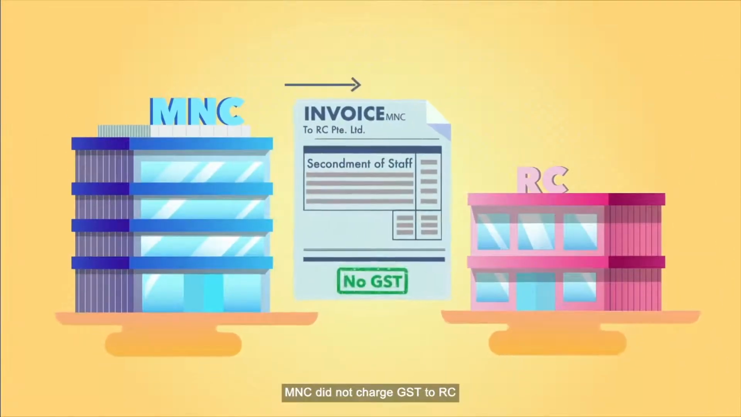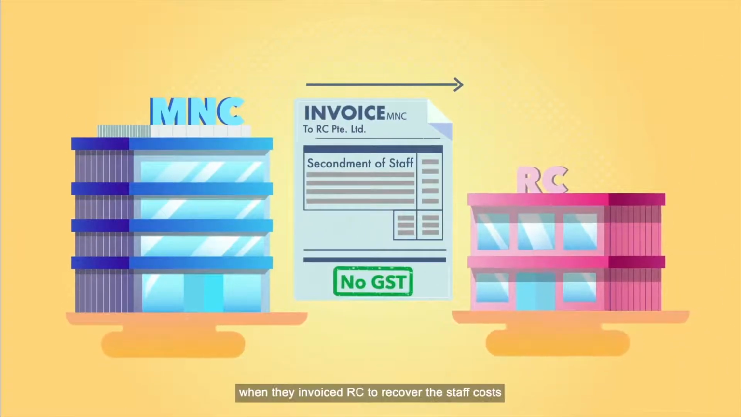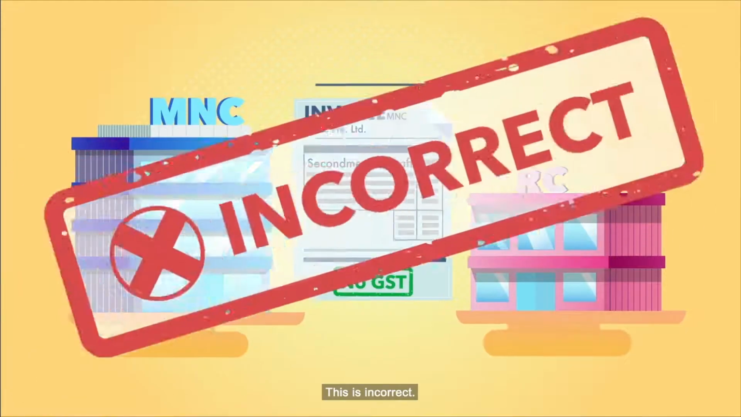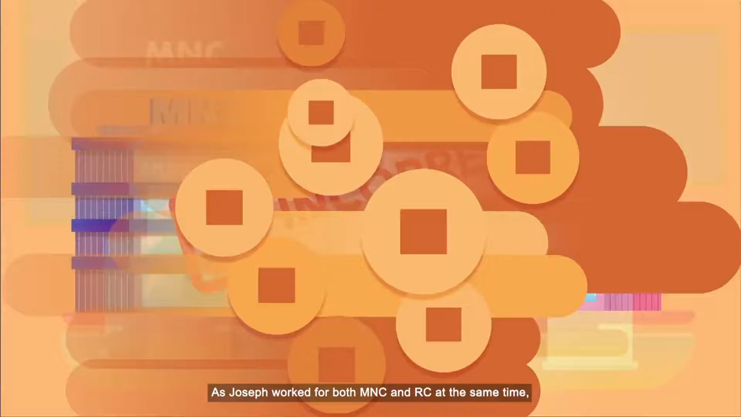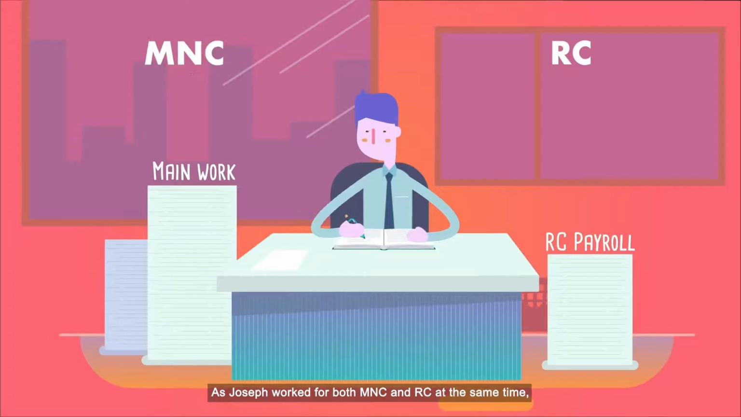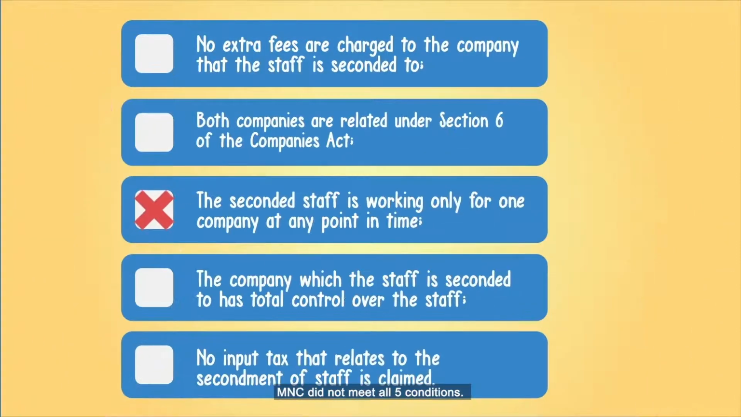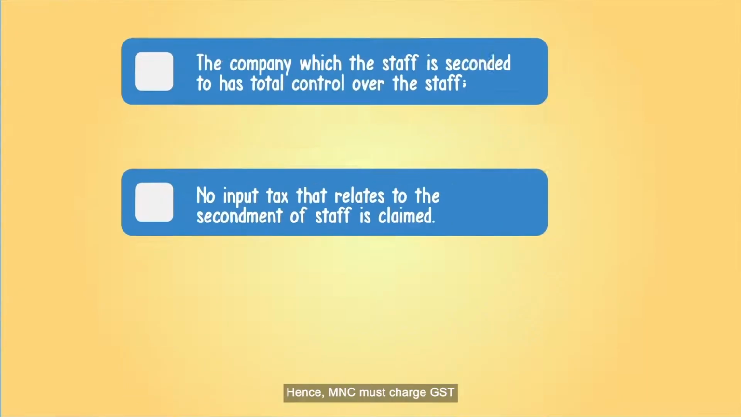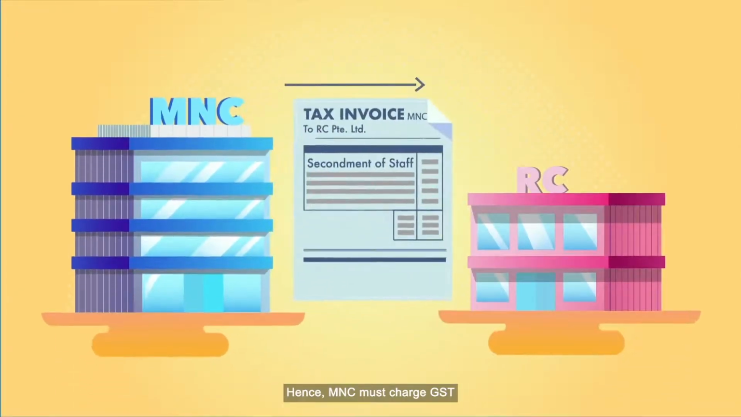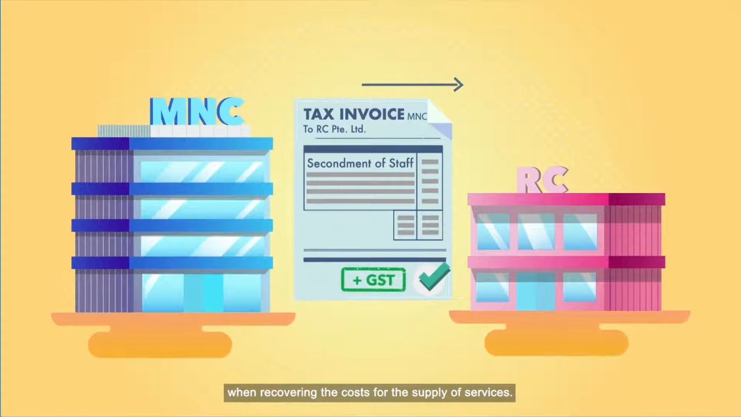MNC did not charge GST to RC when they invoiced RC to recover the staff costs, as RC is a related company. This is incorrect. As Joseph worked for both MNC and RC at the same time, MNC did not meet all 5 conditions. Hence, MNC must charge GST when recovering the costs for the supply of services.